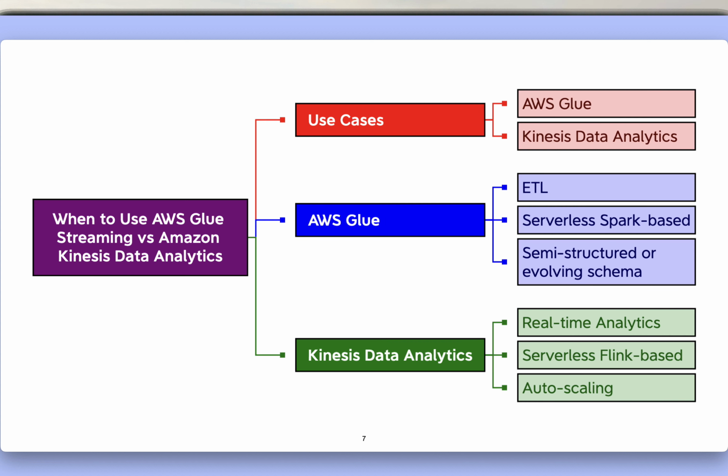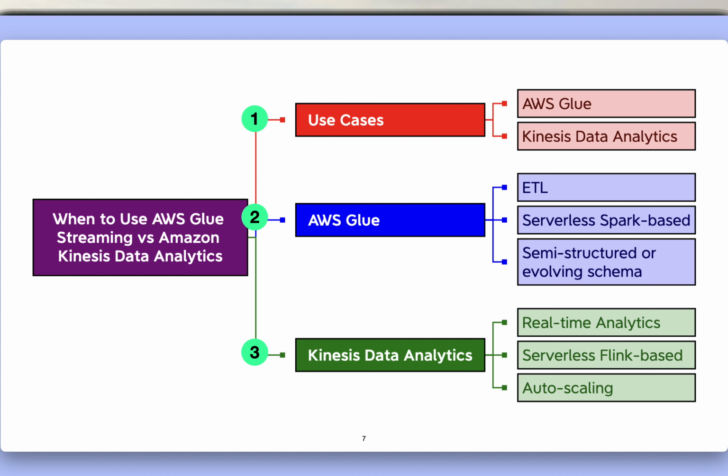When to use AWS Glue Streaming versus Amazon Kinesis Data Analytics. 1. Use cases. Both AWS Glue and Kinesis Data Analytics can process streaming data. The choice between the two depends on your specific use cases. 2. AWS Glue, ETL. AWS Glue is suitable for extract, transform, load (ETL) tasks. It runs on a serverless Apache Spark-based platform and handles streaming data that is semi-structured or has an evolving schema.